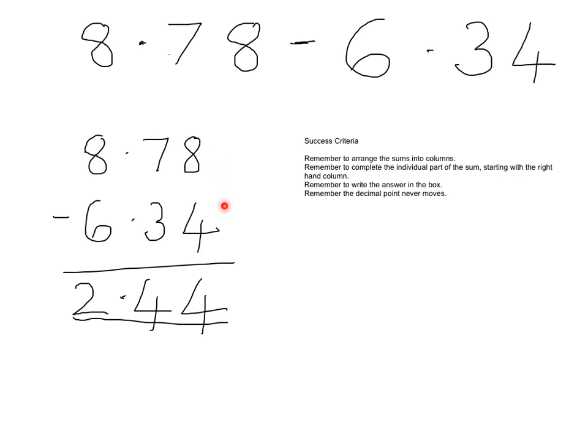8 hundredths subtract 4 hundredths equals 4 hundredths. 7 tenths subtract 3 tenths equals 4 tenths. And finally, 8 units subtract 6 units equals 2 units. Remembering the decimal point does not move, giving us a final answer of 2.44.